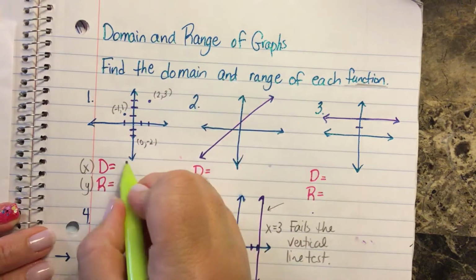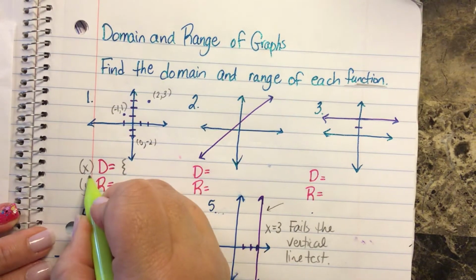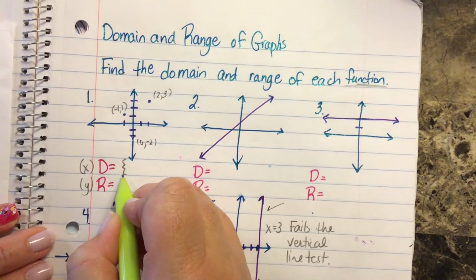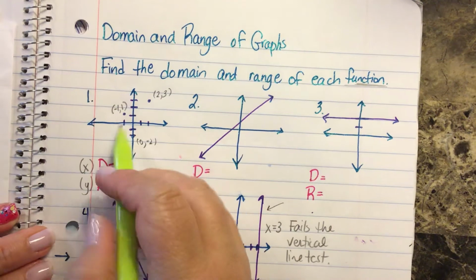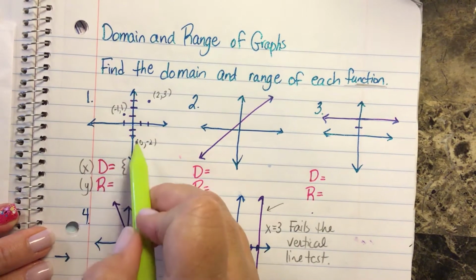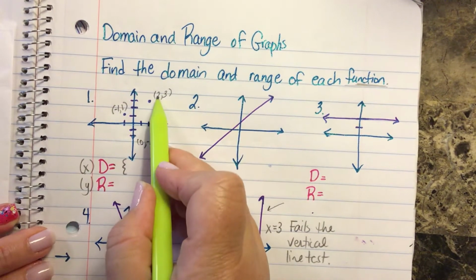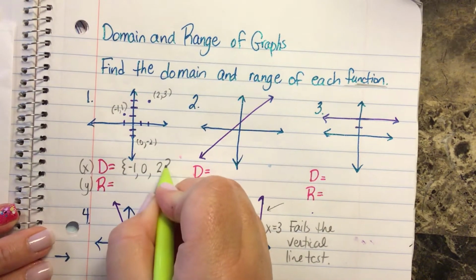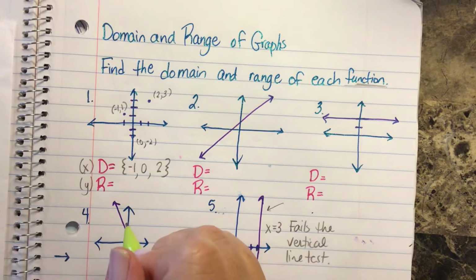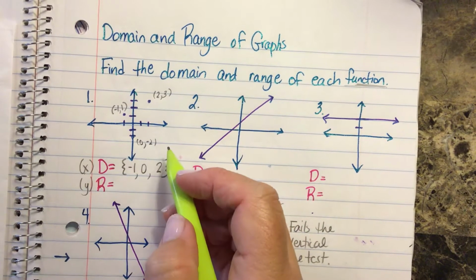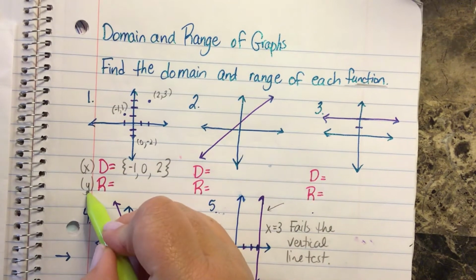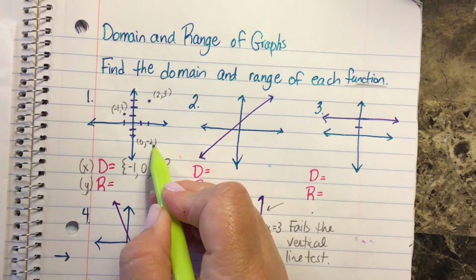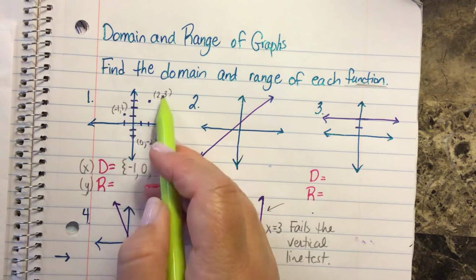So my domain is the set, and that's what these braces are for, the set of x-coordinates. My x-coordinates are -1, 0, and 2. Really, they should be in numerical order, but it's okay if you don't. The range is my set of y-coordinates. So my y-coordinates are -2, 1, and 3.